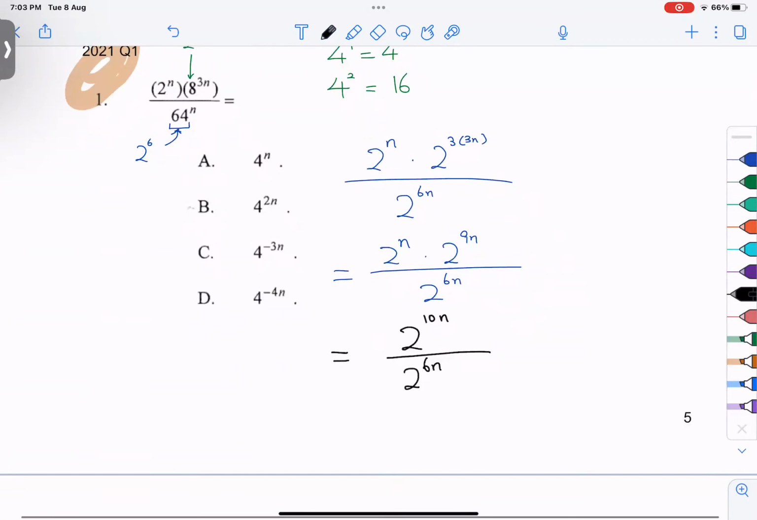And now, again, the bases are the same, but they are on different stages. One is up, one is down. Then you will have to think which side is bigger, up or down. Is 10n bigger or 6n bigger? 10n, so 10 minus 6. Yep, so you will have 2^4n, right?